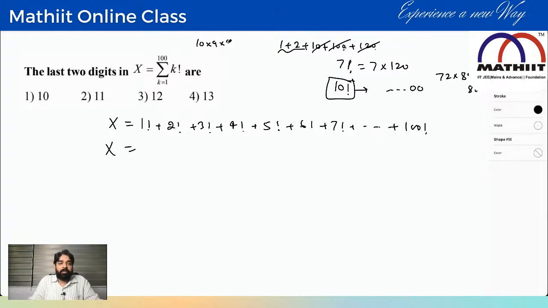10 into 9 into 8 into 7 into 6 into 5 into 4 and so on. So 10 factorial will 100% have 0 as its last two digits. Further something else will be there, I don't know, but the last two digits of 10 factorial will be 0. So after 10 factorial, every term will have 0 as its last two digits. So from 10 factorial onwards I can remove. So X I can say is 1 factorial plus 2 factorial plus 3 factorial plus so on till 9 factorial only.